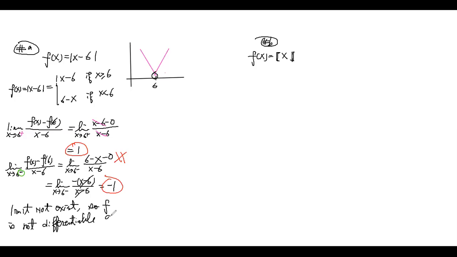At x equal to 6 here. Okay, so all the other points, if it's greater than 6, the derivative will be 1. If it's less than 6, it will be negative 1, but at 6 it does not exist. Okay, so the next one's here, right?